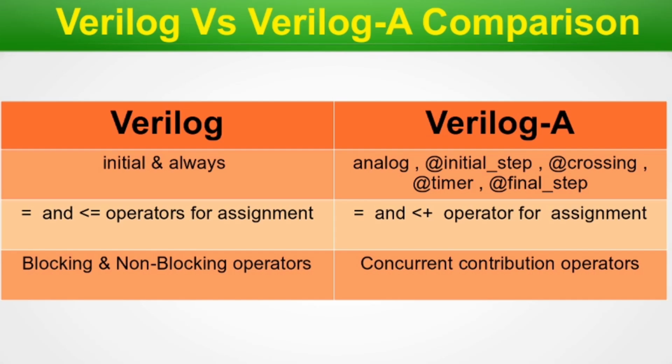In Verilog, we have equal to and less than equal to, these two operators for assignment. In Verilog-A, we have equal to, less than equal to, and a plus sign, that is the contribution operator, for assignment. In Verilog, we have blocking and non-blocking operators. In Verilog-A, we have only the concurrent contribution operator. These are just a glimpse of how Verilog-A and Verilog are similar and dissimilar. Let's look at some more: display functions.